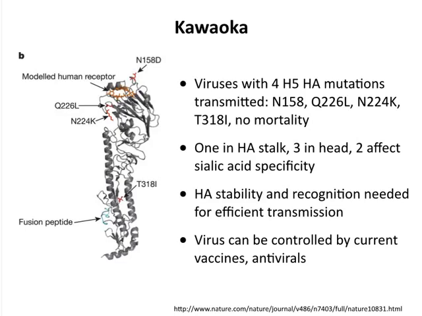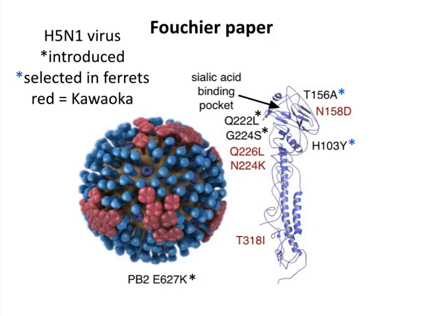To make a long story short, it turns out that these originally 2 HA mutations that allow binding to human receptors destabilize the protein. So by passing it in ferrets, he selected for second site mutations. That's what the 158 and 318 are, which stabilize the structure of the protein. So it's very interesting that adapting to human receptors destabilizes the protein. And to get transmission, to make a more stable protein, you have to take care of that problem.